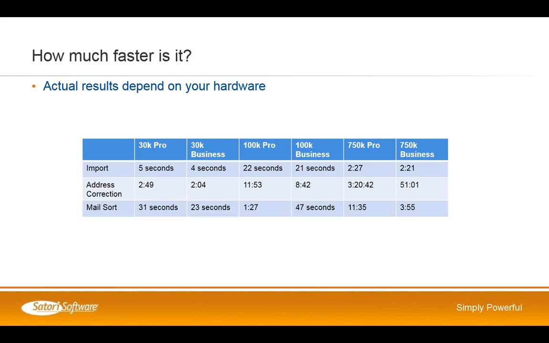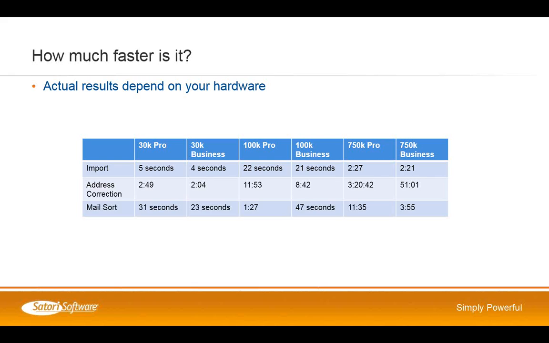Once you get into that 100,000 record range, you start seeing some really quick processing speeds with Business, and it starts identifying some efficiencies, especially if you're in that time crunch, you've got the job that needs to go out today and you need to get it through really fast. You start seeing those benefits even at 100,000 records.